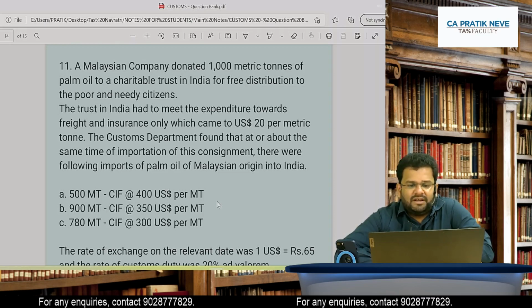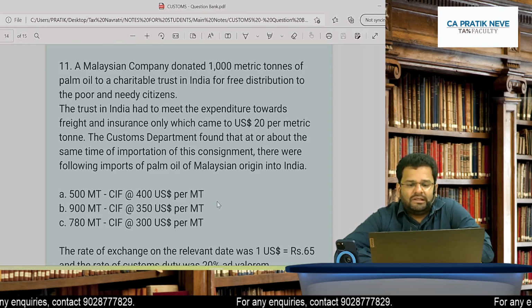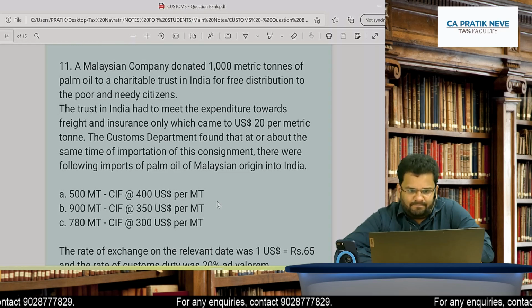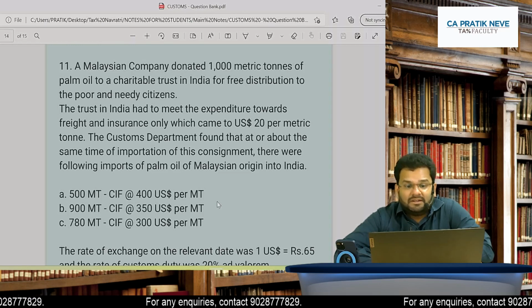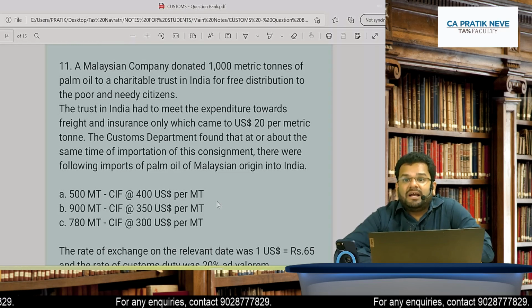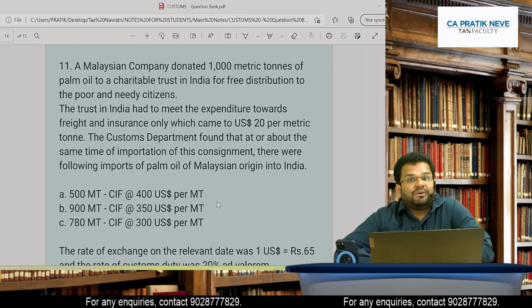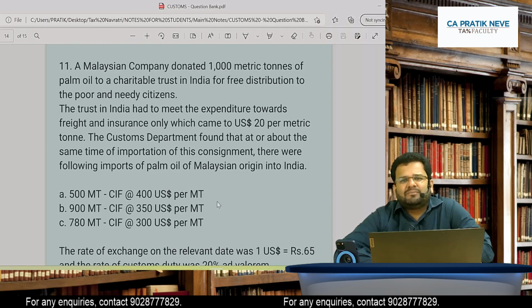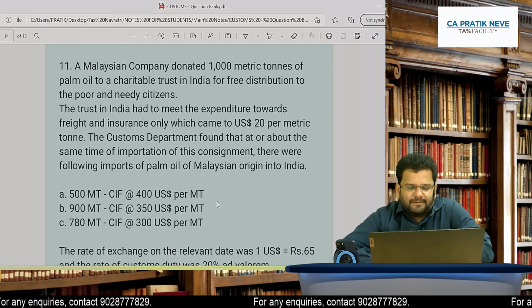The trust in India had to meet the expenditure towards freight and insurance only, which came to $20 per metric ton. Means, friends, the charitable trust in India did not pay any amount towards palm oil. They paid some nominal amount.